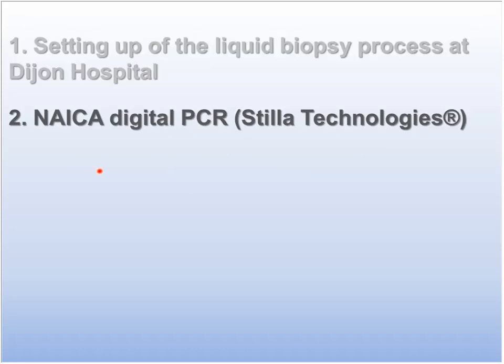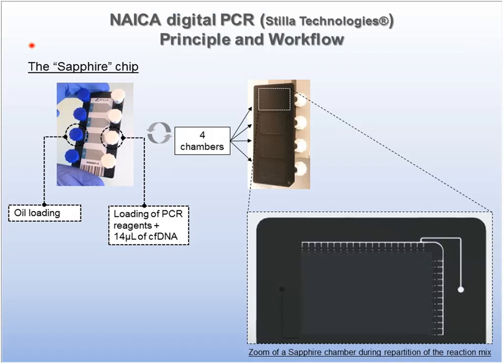So now, in the second part of the presentation, I will show you the Naica Digital PCR system. The principle of this system is based on the use of a chip called Sapphire. It's this chip, which is already loaded with oil. So we only have to load PCR reagent and cell-free DNA. This chip is composed of 4 chambers.